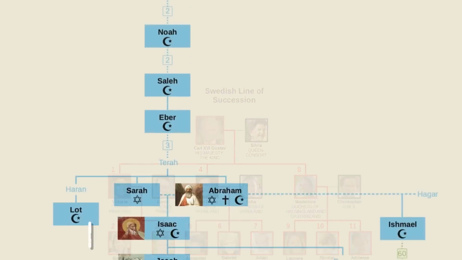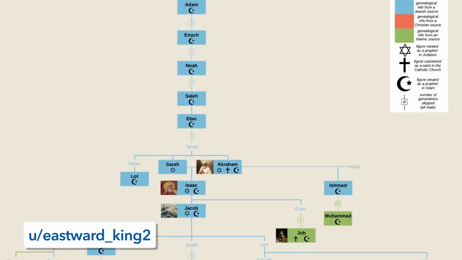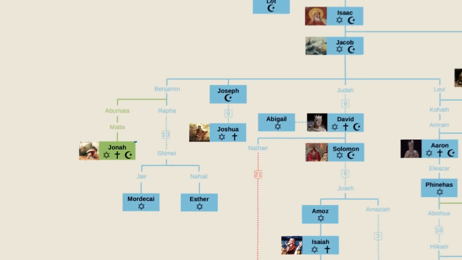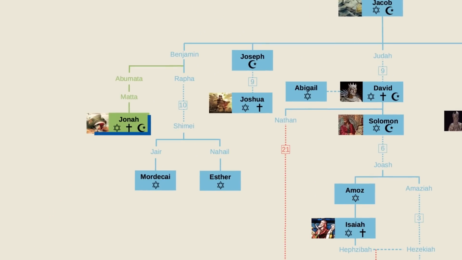I also quite liked this chart, which combines characters from the Jewish, Christian, and Muslim traditions. The three colors, blue, red, and green, represent which tradition gives us the genealogical information. So, for example, while Jonah appears first in Jewish literature, it is actually from a Muslim source that he is said to be from the tribe of Benjamin.